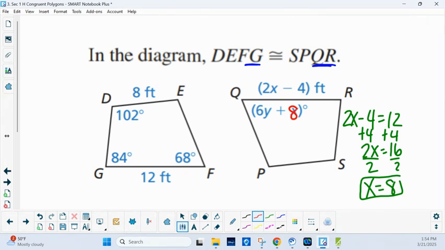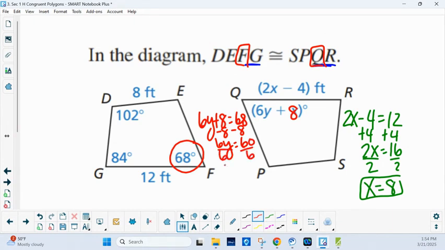Now 6y plus 8 is representing angle Q. Look at this statement. Which angle corresponds with angle Q? Yeah, Q and F are both third. And there it is. So now we know 6y plus 8 is 68. If you minus 8, what do we have? Good, 60 divided by 6, what's the value of y? 10. Yes, it's 10. Any questions on that?